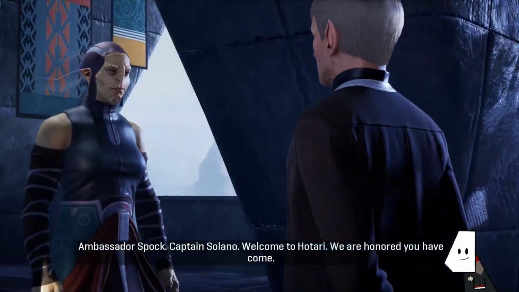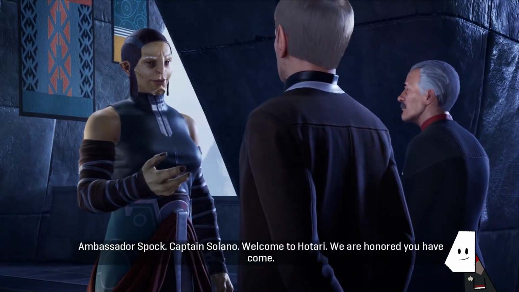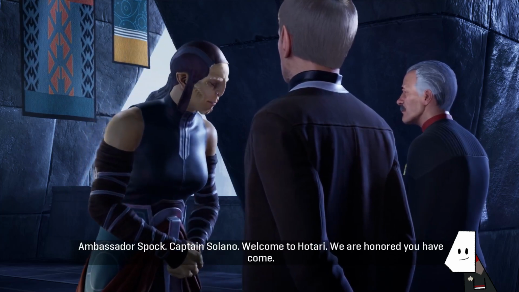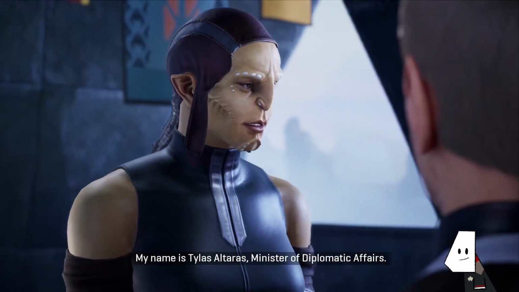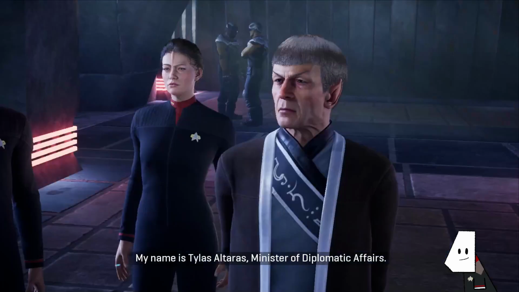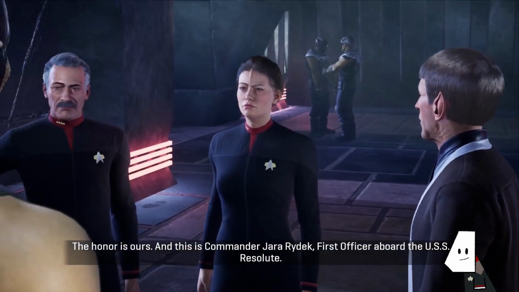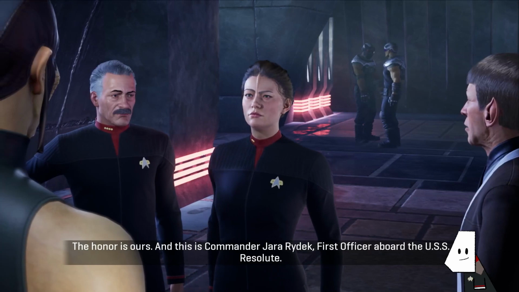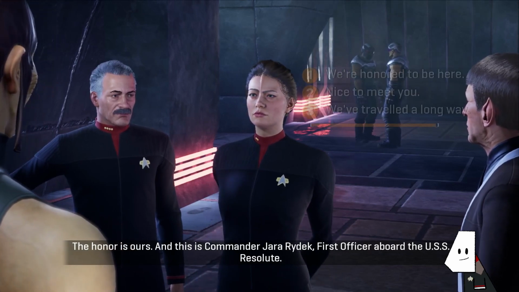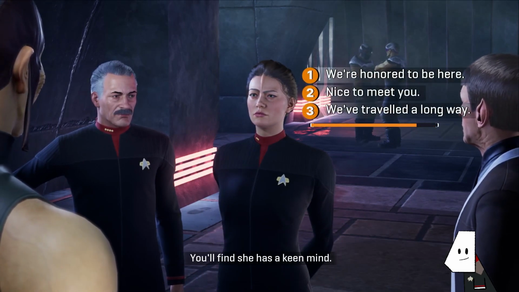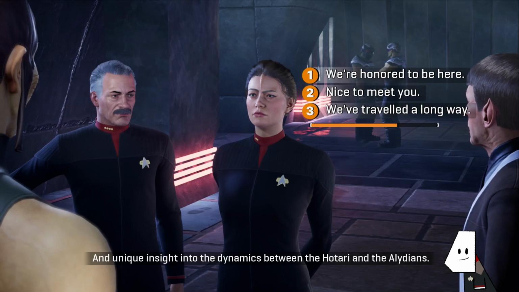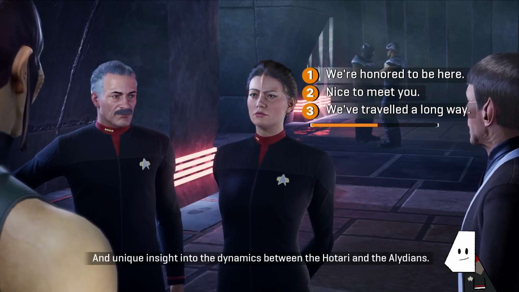Ambassador Spock, Captain Solano, welcome to Hatari. We are honored you've come. My name is Tyler Saltaris, Minister of Diplomatic Affairs. The honor is ours, and this is Commander Jara Rydick, first officer aboard the USS Resolute. You'll find she has a keen mind and unique insight into the dynamics between the Hatari and the Elidians.